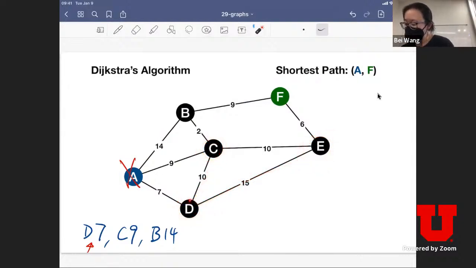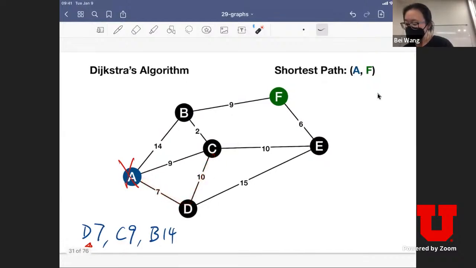So this is where things become interesting. If I move from D to C, what do I get? I add 10 to my path. So the total path from A to D to C is 17. But I already have C9, meaning that I can reach C using a path of weight 9. So 17 is bigger than 9. So I don't have to take this path at all. So I skip this path.